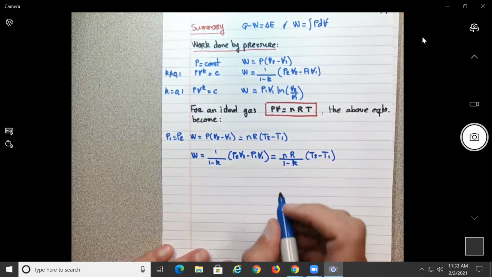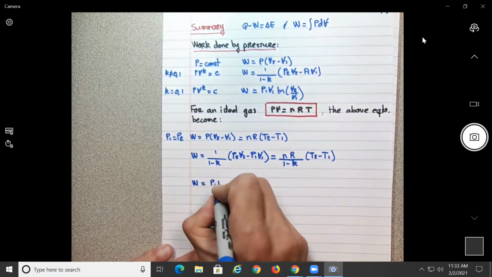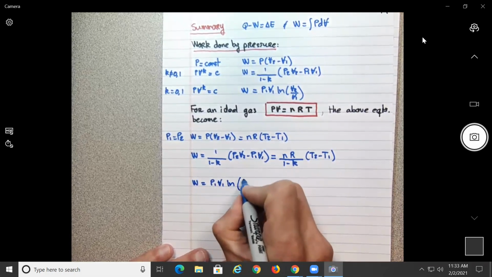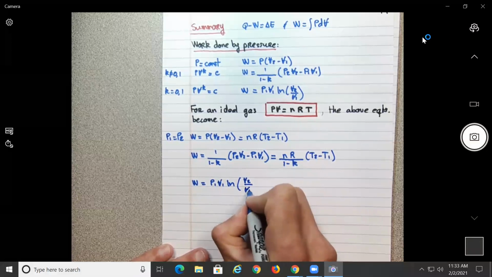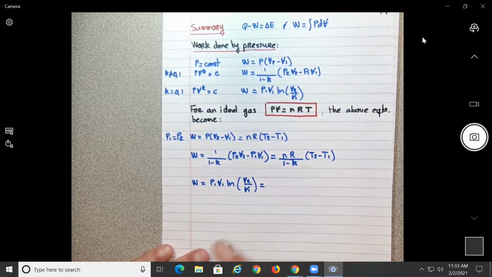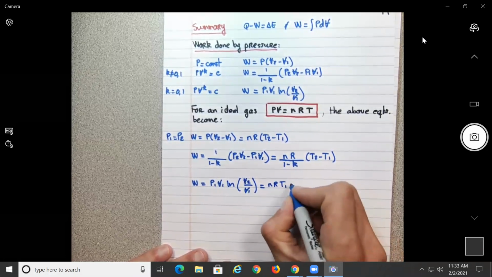And the third one, work equal to P1 V1 log V2 over V1, could be equal to what? nR T1 log.